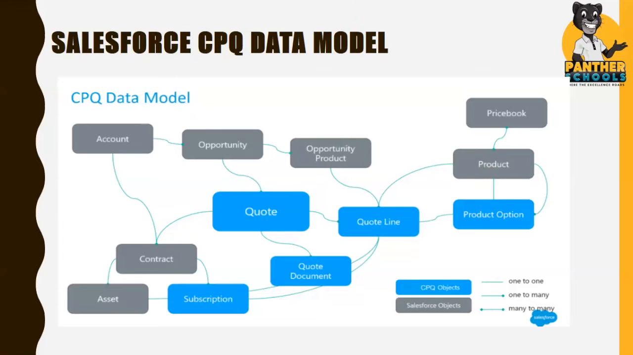SBQQ stands for Steelbrick. So earlier Salesforce CPQ was also known as Steelbrick. If you have an org from before 2015, it is known as the Steelbrick orgs and all the things. From there these things will happen.